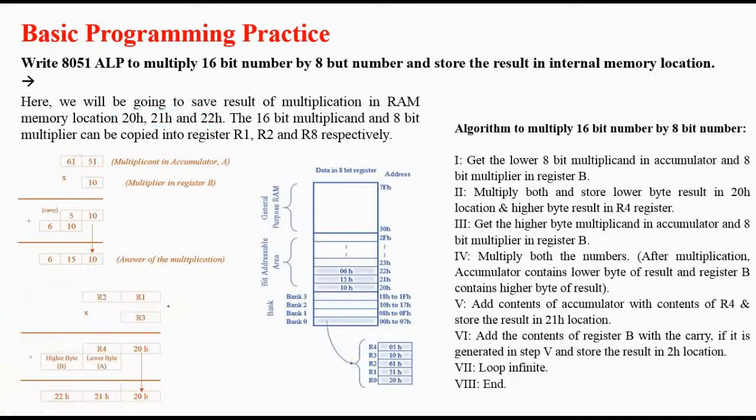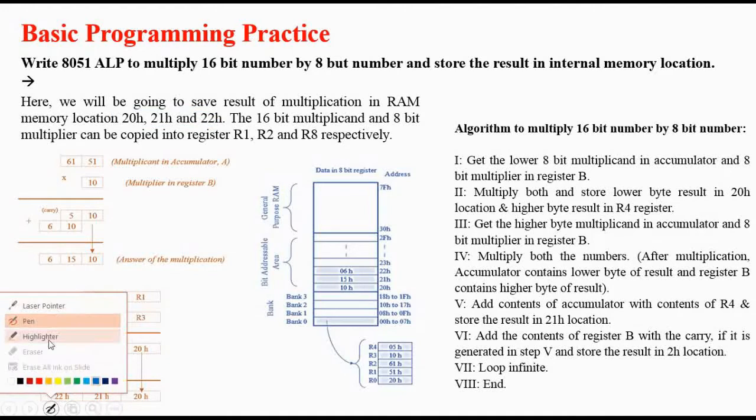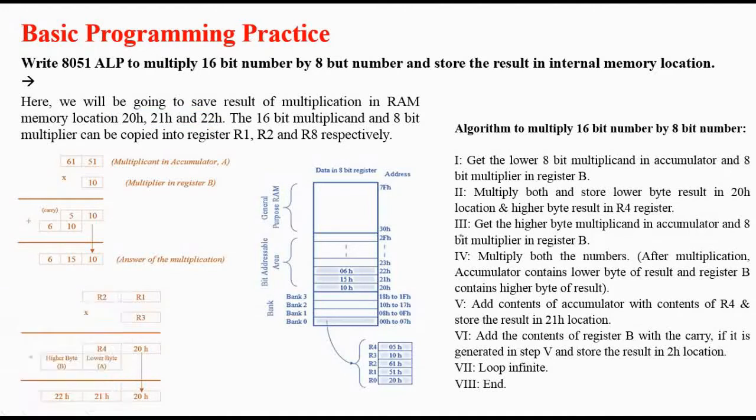Now here we will see the operation of the program. This is how we'll store the result at 20H, 21H, 22H. Those locations are holding the result, whereas in case of bank 0 we'll use R1, R2, R3, R4, which are the registers related to bank 0. Bank 0 has R0, R1, R2, R3, R4, R5, R6, and R7, out of which we'll use those registers for our operation.